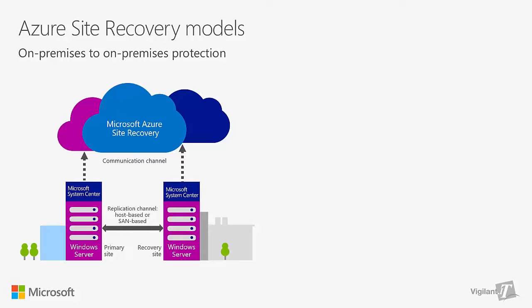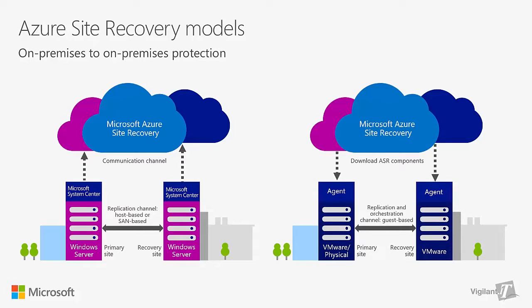If you have chosen Hyper-V as your virtualization platform, you can make use of your existing System Center tools to enable Azure to fully manage and automate a failover from your primary to your recovery site. Azure Site Recovery will also work with your VMware environment or even physical server for workloads that cannot be virtualized.